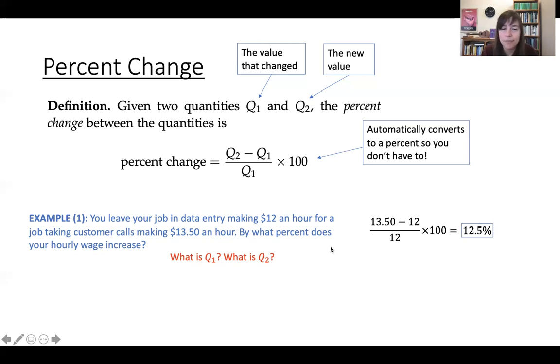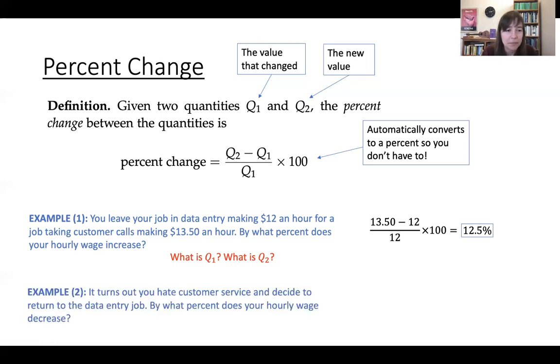Okay, let's do another example. Okay, turns out you hate customer service and decide to return to the data entry job. Now, by what percent does your hourly wage decrease? Again, I encourage you to pause and try this yourself.